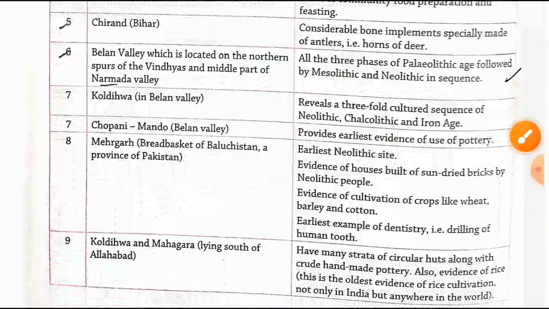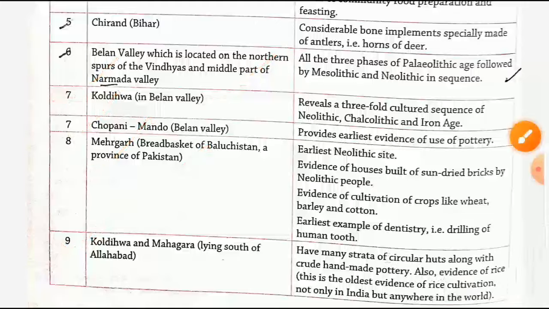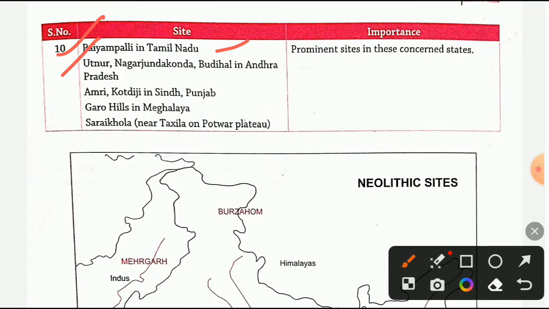Next is Koldiwa in Belan Valley, where all the three cultures are found. Mando, Mehergarh in Pakistan, Koldiwa in Allahabad. These are all the sites you have to know. Piampali, important in Tamil Nadu. Kordeji in Sindh.